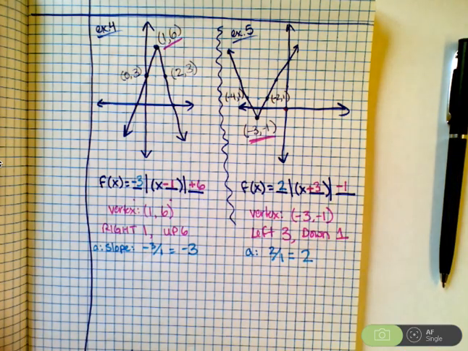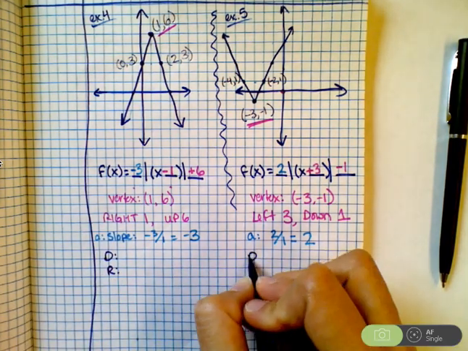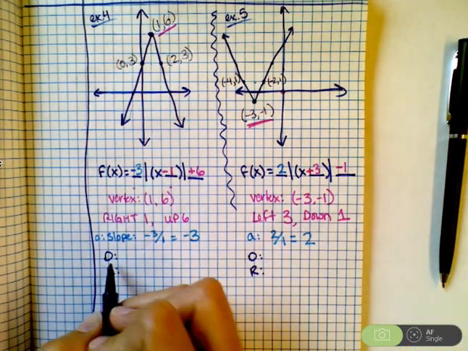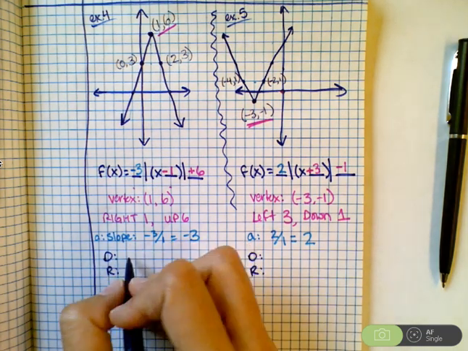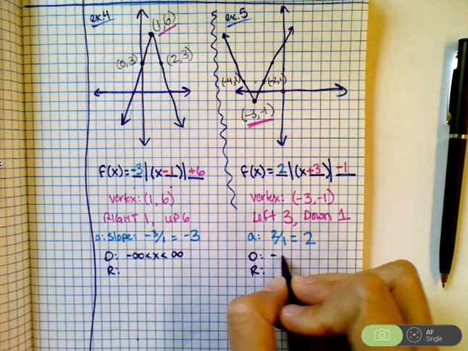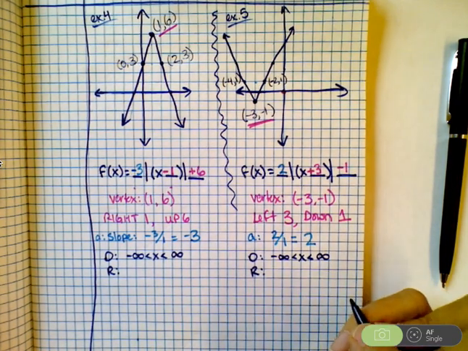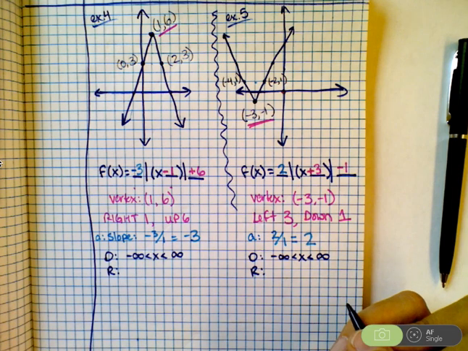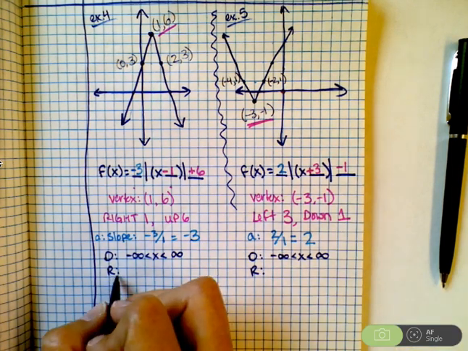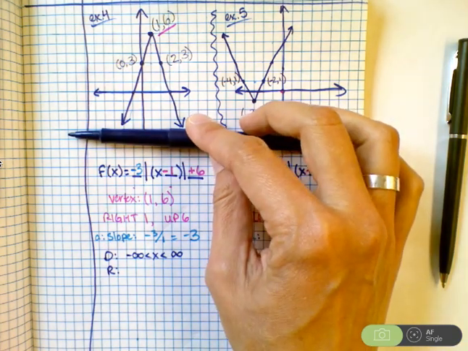We can talk about the domain and range of these again. I'm going to do that real quick just to keep bringing that back in. I'm going to use D for domain and R for range. So the domain never changes, always -infinity to infinity. Put that in for both of them. As we move an absolute value function, we can still put any number in and find the absolute value and evaluate the function.